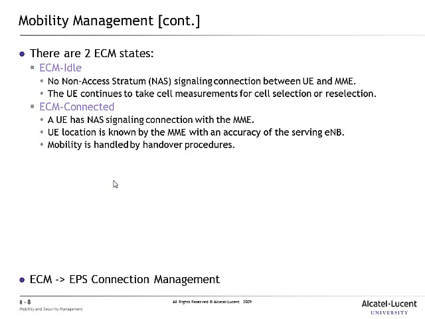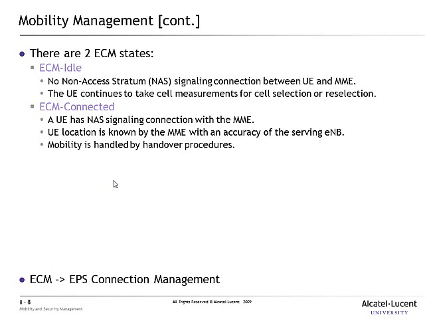Okay, and again, as before, the UE location is known by the MME with an accuracy of the serving eNodeB. So you can see that when we move from the ECM idle to ECM connected state, the network starts becoming interested in you. Because now you're no more known at tracking area level. You are now known at serving eNodeB level, or you're known at cell level. And this is the point at which you can now start doing handover procedures.